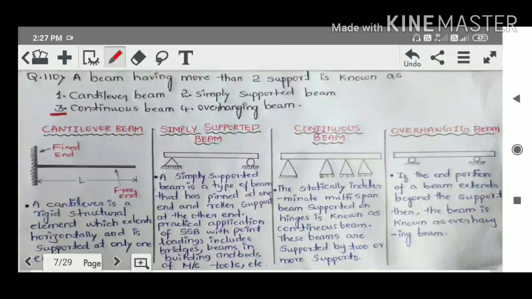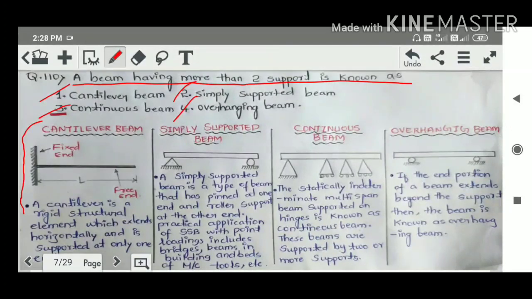Let's move on to question number 110. A beam having more than 2 supports is known as, and the options are cantilever beam, simply supported beam, continuous beam, overhanging beam. Okay friends, here I have written the definition of all 4 beams.